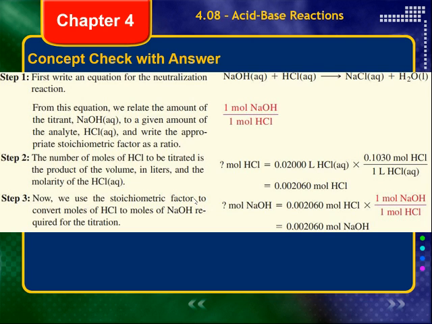Step 3, now I'm going to use the stoichiometric factor to convert the moles of HCl to moles of NaOH that are required for that particular titration. And so I start with what I just got from step 2, the 0.002060 moles of HCl. I'm going to multiply that by the mole ratio that I got from my balanced chemical equation up top, the 1-to-1 ratio. What that allows me to do is go from talking about HCl to NaOH, which is what the question wants me to do. And so I have 0.002060 moles of NaOH.